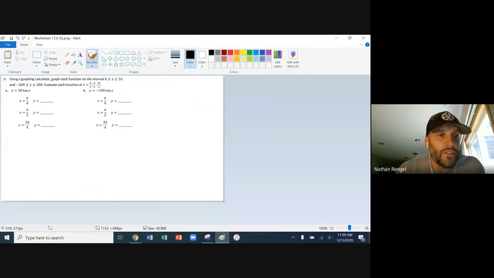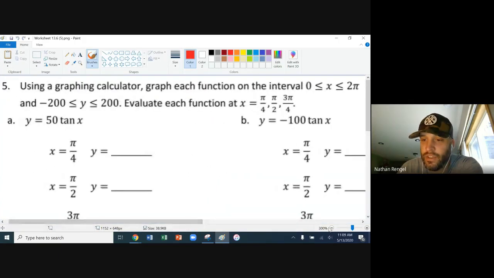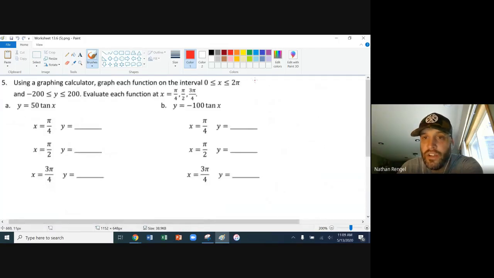So in problem 5, we are using a graphing calculator to graph each function in the interval 0 to 2 pi. You see the x there, that means we are looking at the theta axis. So when you're looking into your calculator, this is going to be your x min and max. You're going to have to adjust your window in a second. And then your y, this is going to be your y min and max. I'm not going to rewrite that, but that's what that y is telling us.